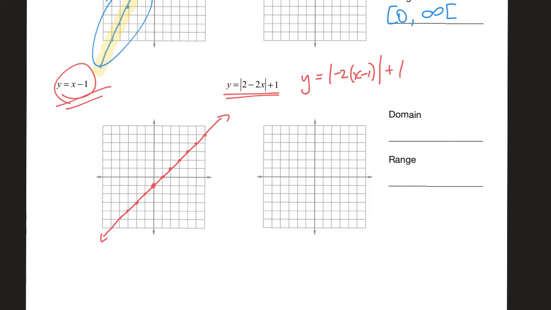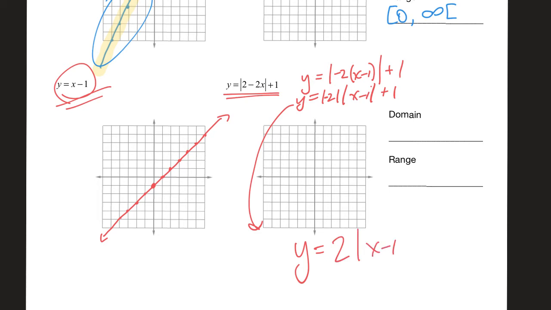And if I separate the stuff that's inside the absolute value into 2 separate absolute values, and then the absolute value of this 2, I'm going to write it down here because I need a little bit more room. You end up with 2 times the absolute value of x minus 1, plus 1. Okay, so let's do this graphically.